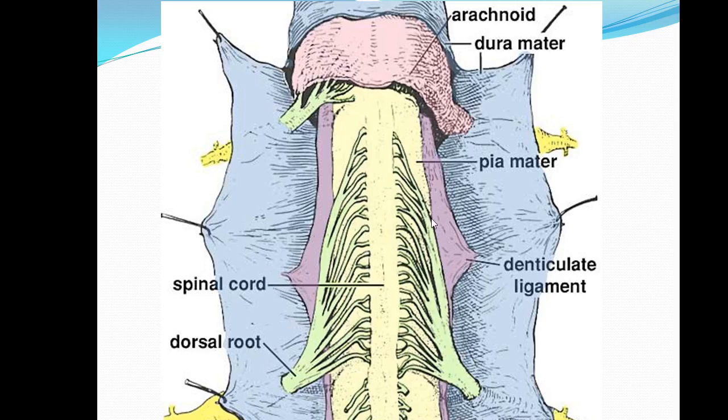In this diagram, you can see that ligamentum denticulatum, which is a modification of the pia mater, lies between the two roots, that is the dorsal and the ventral root. Here you can see the dorsal root, the ventral root lies anteriorly, and the ligamentum denticulatum lies between the dorsal and the ventral root. It extends laterally through the arachnoid and the dura mater. This is the arachnoid and this is the dura mater. And this keeps the spinal cord in position.